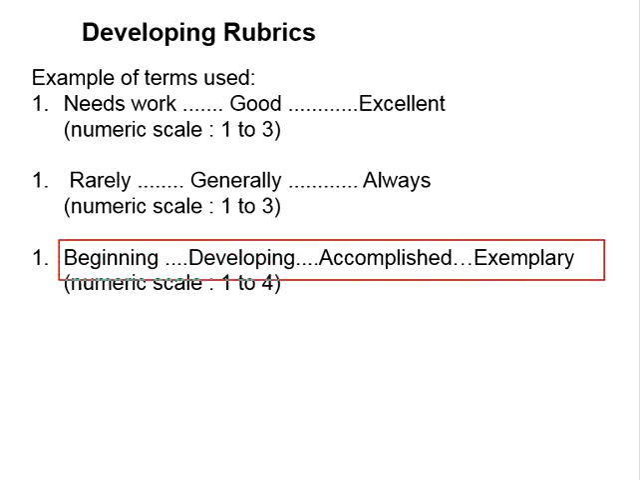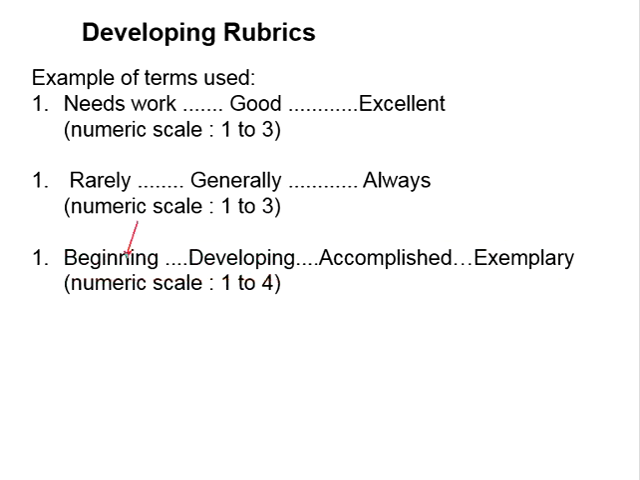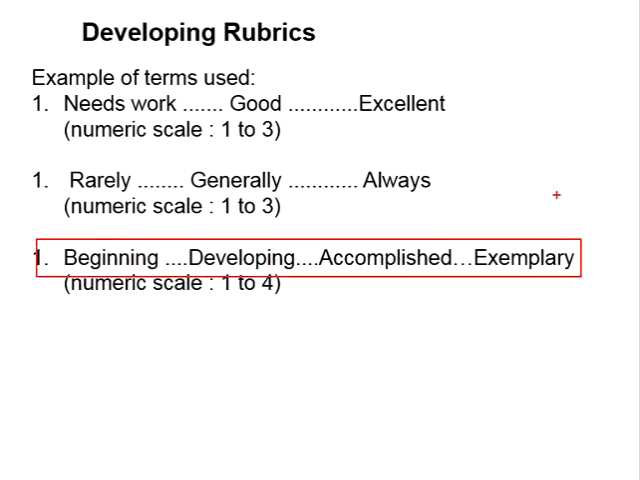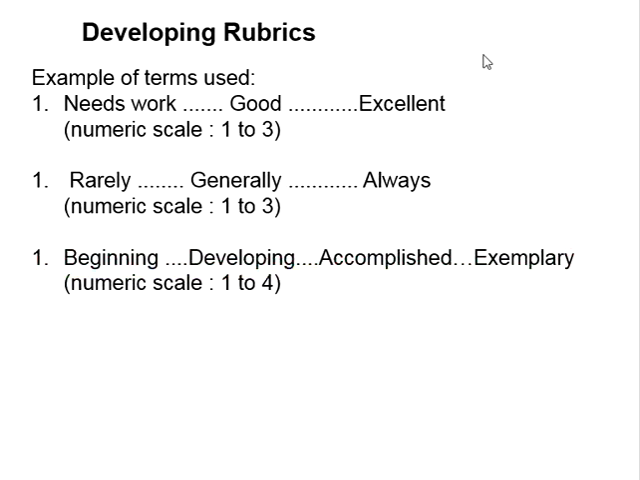Or you may use these terms here: beginning, developing, accomplishing, exemplary. This also represents different stages or levels of the performance. Depending on the number of scoring levels, if you have 4, that means you need 4 terms to differentiate them. If you have 3, then you will need 3. If you have 5, then you will need to construct a series of terms of at least 5 levels. This is one way to differentiate the scoring levels.